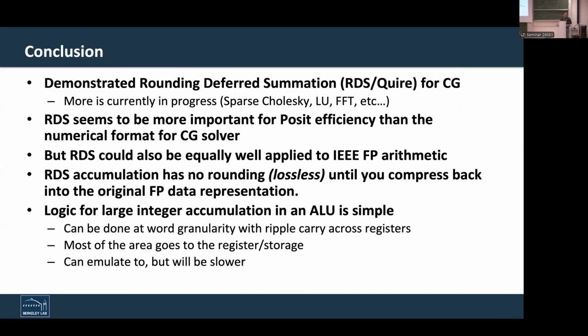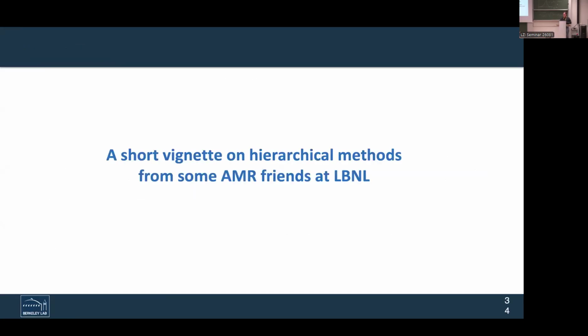So anyways, rounding deferred summation for CG, but we're going to extend this to Cholesky, LU, FFT. It seems that the summations are more implicated in the performance benefits of posits than the representation itself. Having lossless accumulation definitely helps, but we can look at some intermediate cases as well. And we think that the logic for the integer accumulation ALU is relatively simple in comparison to a floating point unit.